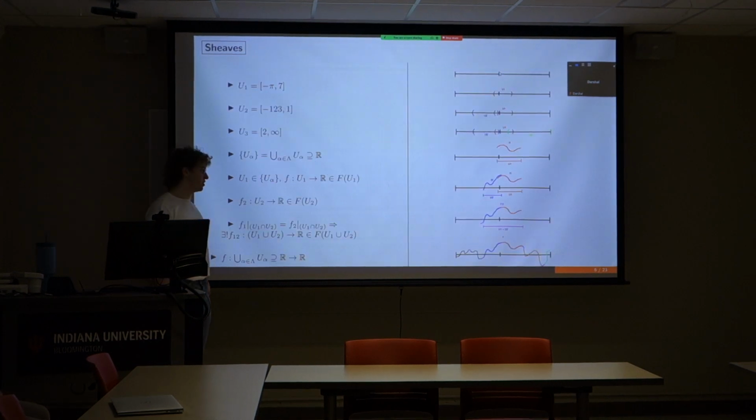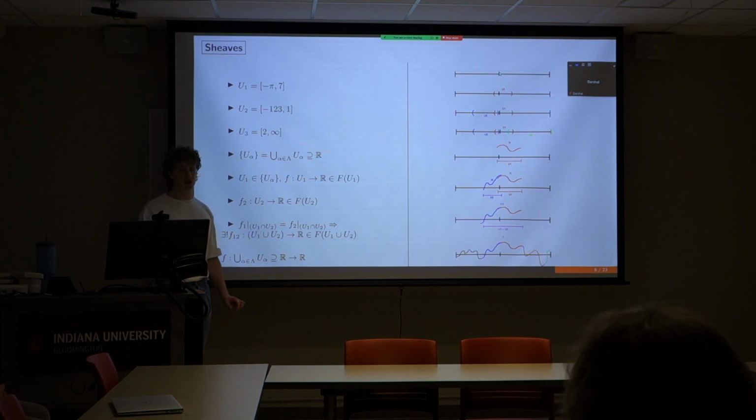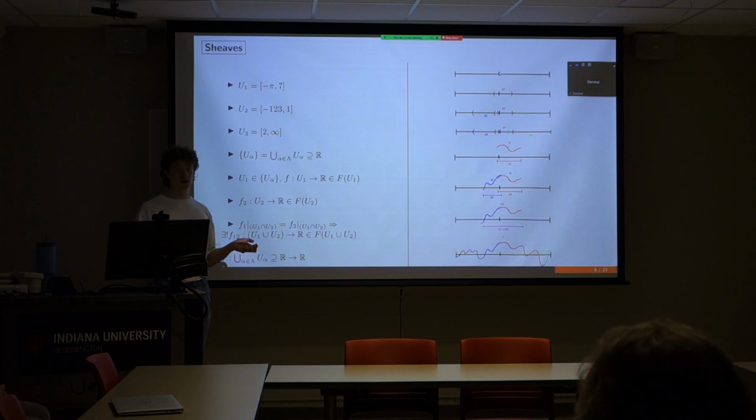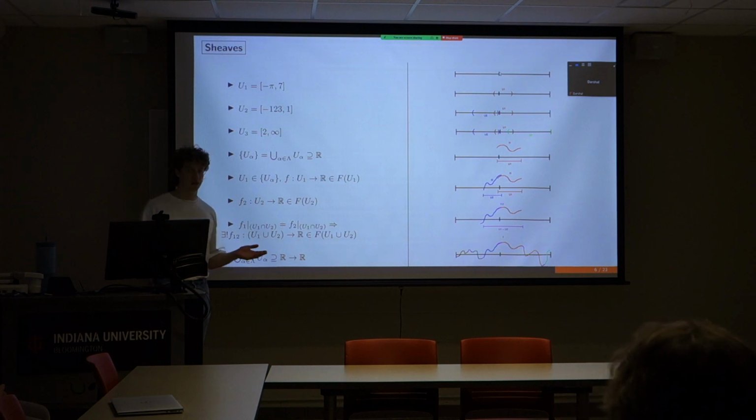So now the question is, what makes a pre-sheaf a sheaf? We will look at it now. If you look again at the topological space of real numbers, you can pick any open interval, let's say minus pi to 7. And then we can pick another open interval, maybe from minus 123 to 1. If you continue doing this long enough, eventually the collection of all those open intervals will cover the entirety of the real numbers.